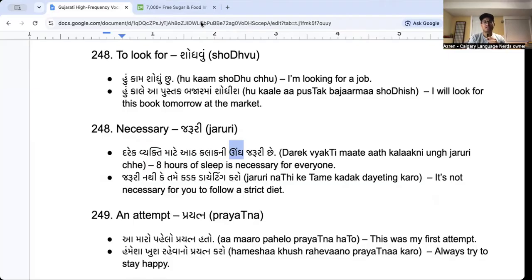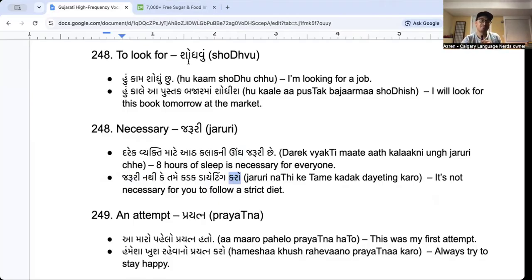જરૂરી નથી કે તમે કડક ડાયટિંગ કરો. It's not necessary. જરૂરી નથી. It is not necessary કે તમે, karak means like strict. There's a couple more meanings for it, but karak is mostly strict. Dieting is dieting. Dieting karo, you do it. It's not necessary that you follow a strict diet. Or maybe you think it is. I don't know. It's up to you. I actually have a very strict diet, funnily enough.